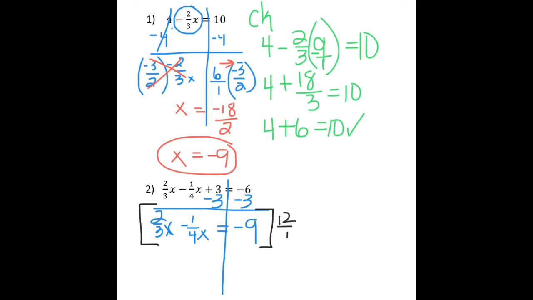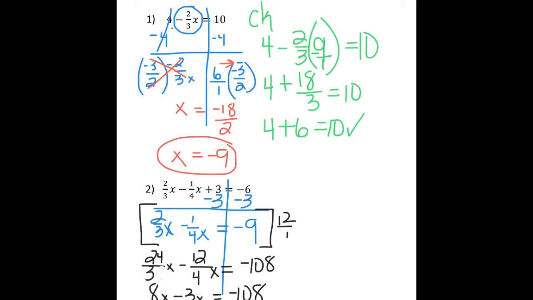So 2 times 12 is 24. 3 times 1 is 3. Keep your x on the outside. Minus 1 times 12 is negative 12. 4 times 1 is 4x equals, and negative 9 times 12 is negative 108. Why am I doing that? Because this reduces. 24 over 3 equals 8x. 12 over 4 is 3x equals negative 108.